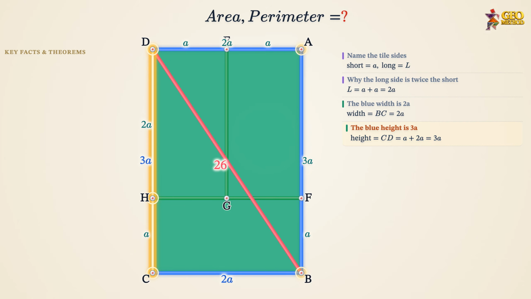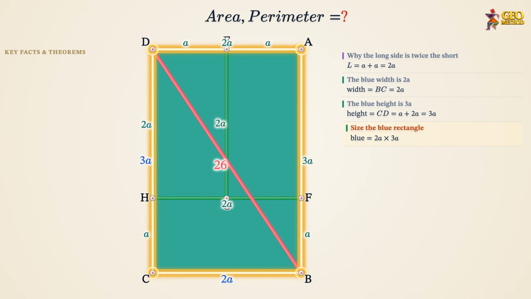Up the side, the lying tile is A tall, and the two standing tiles are L, that is 2A tall. Adding them, the height is A plus 2A, which is 3A. So the blue rectangle IBCD is 2A wide and 3A tall. One unknown length A now controls the entire figure.